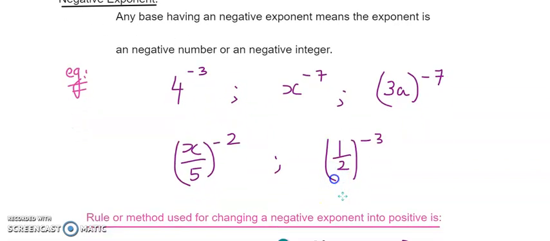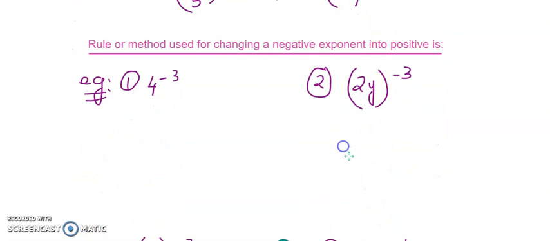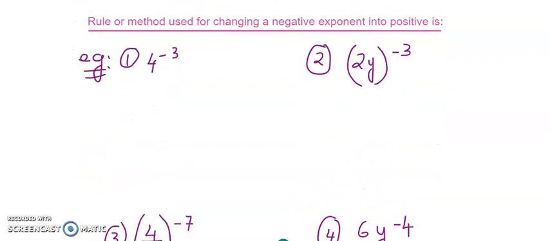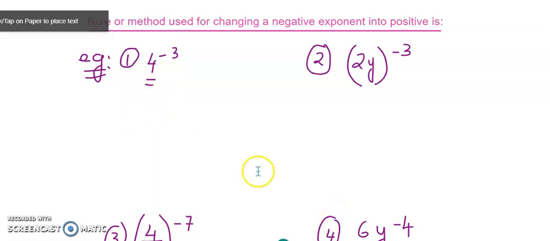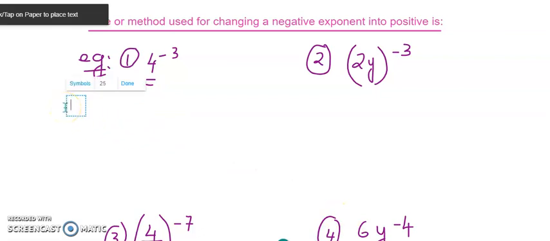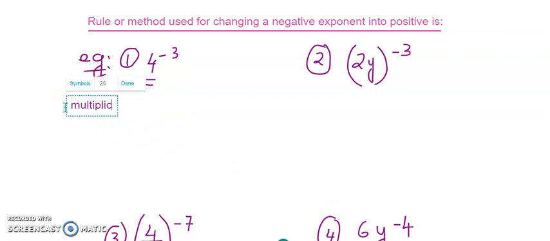Now, a few rules that you need to use to change a negative exponent into positive. I've taken a few examples here, which you will be doing with me to understand. First of all, always look at the base, and you have to write the multiplicative inverse. What is the meaning of multiplicative inverse? Multiplicative inverse means just the opposite, which is called the reciprocal of the base.